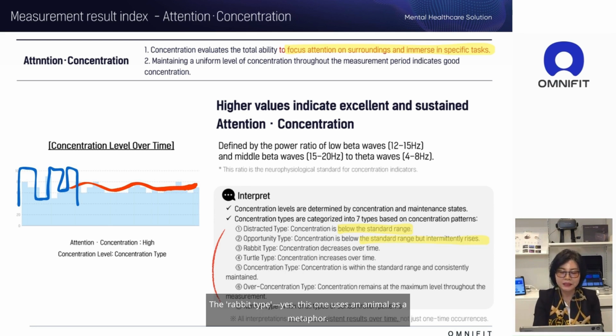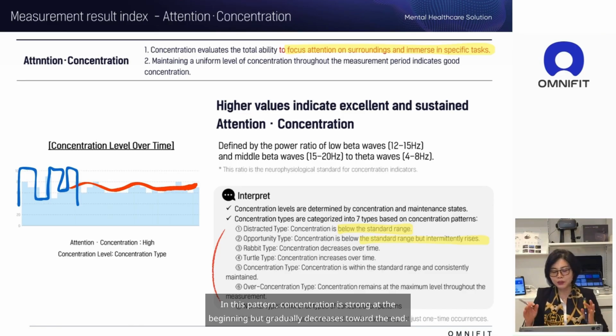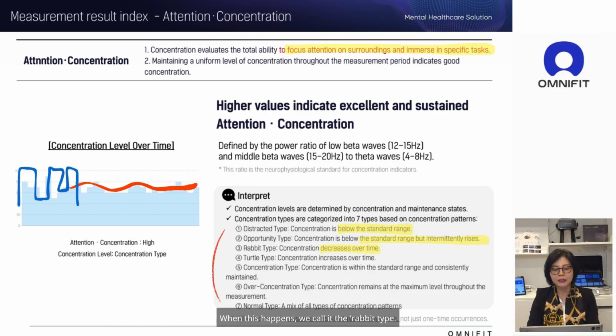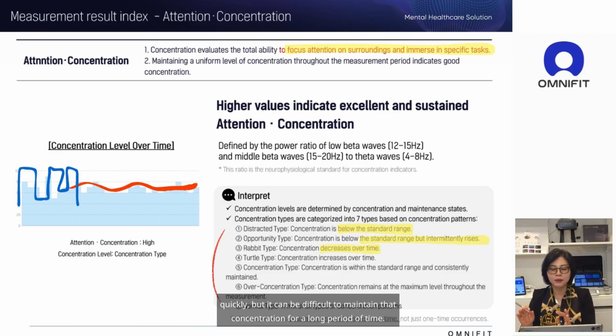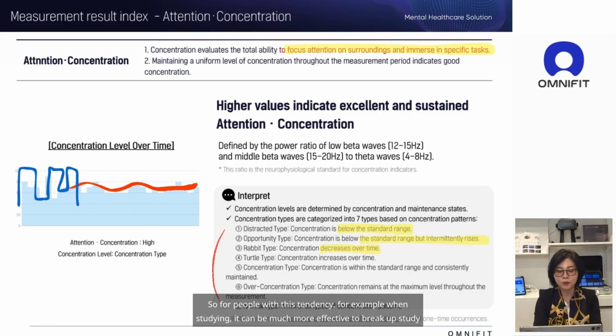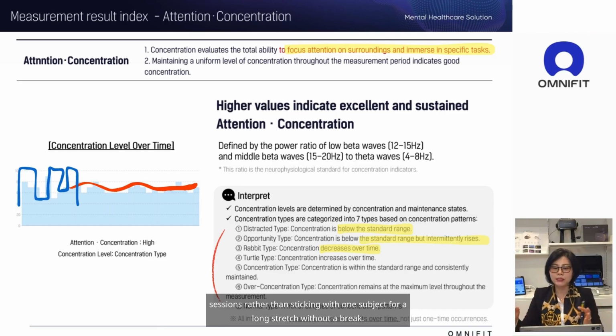The rabbit type, yes, this one uses an animal as a metaphor. You're probably familiar with the rabbit from fairy tales. In this pattern, concentration is strong at the beginning but gradually decreases toward the end. When this happens, we call it the rabbit type. In these cases, when faced with a new environment or when processing information, you may be able to focus quickly, but it can be difficult to maintain that concentration for a long period of time. So for people with this tendency, for example, when studying, it can be much more effective to break up study sessions rather than sticking with one subject for a long stretch without a break.